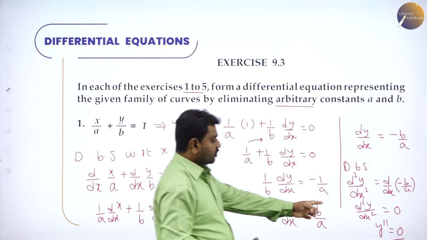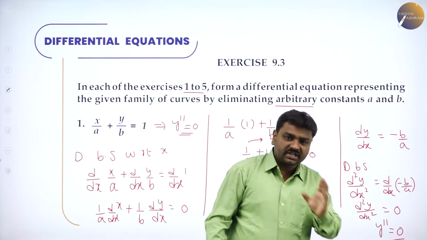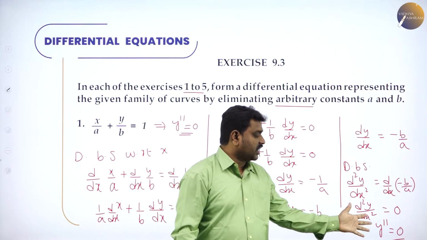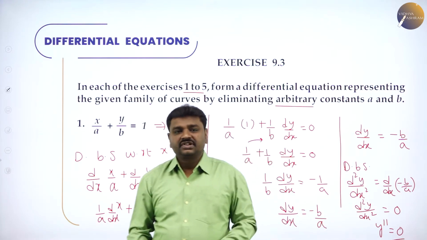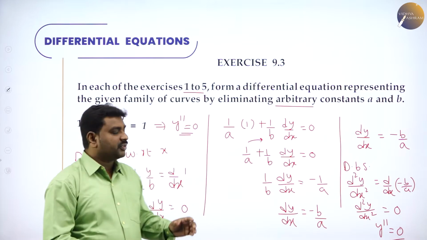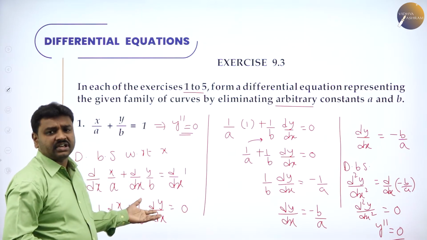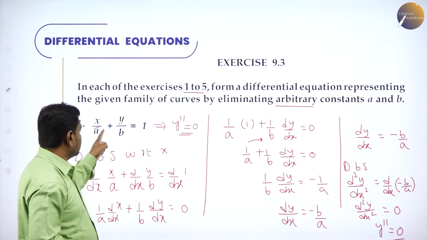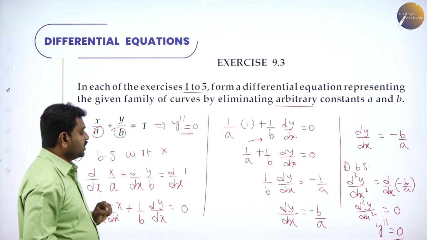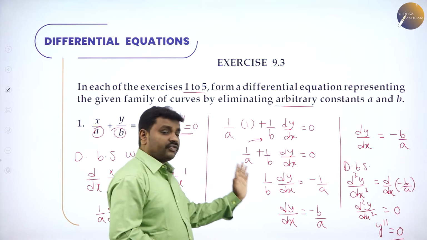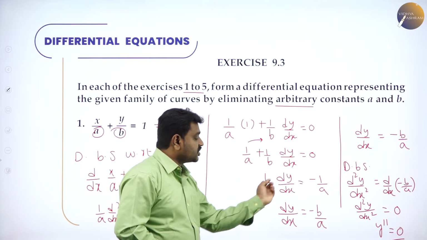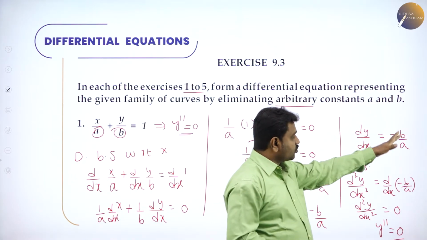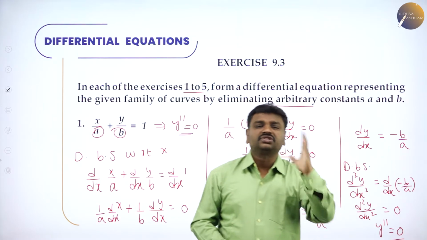See, this d square y by dx square equal to 0, or y double dash equal to 0. In this, we don't have arbitrary constants. This is the differential equation. How to form a differential equation? Take the given equation, differentiate. And how many times can you differentiate? Maximum you can differentiate 2 times here, since we have 2 arbitrary constants. After you differentiate once, if you have scope to transfer all the constants to one side, I push all the constants to one side, then you differentiate a second time, and the process becomes easier.